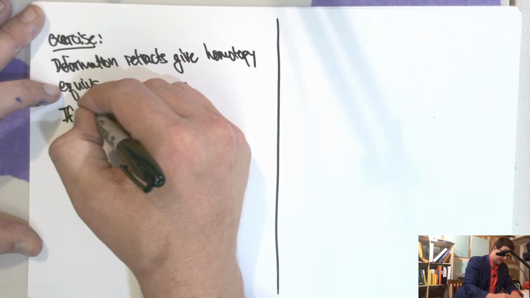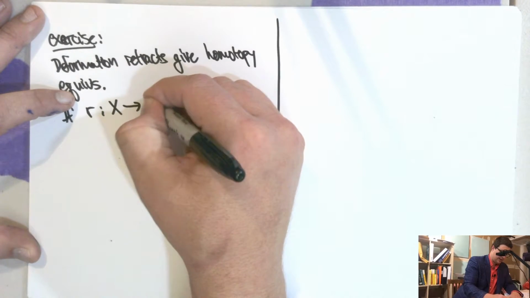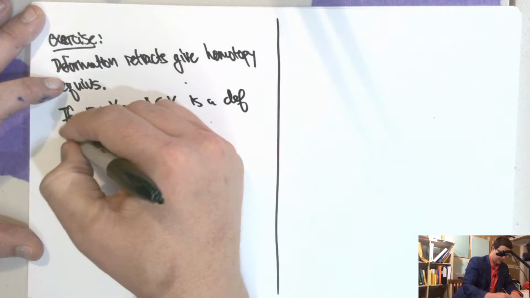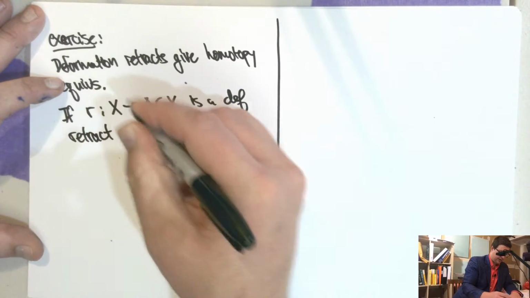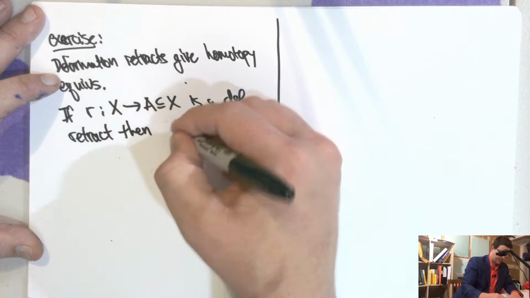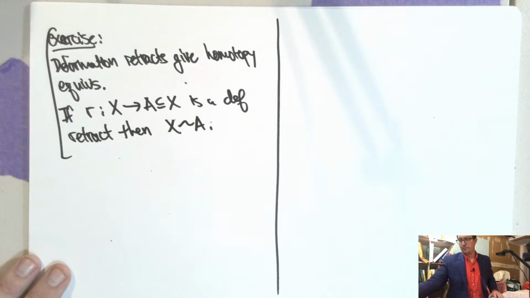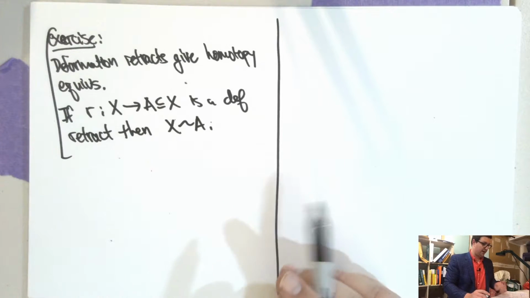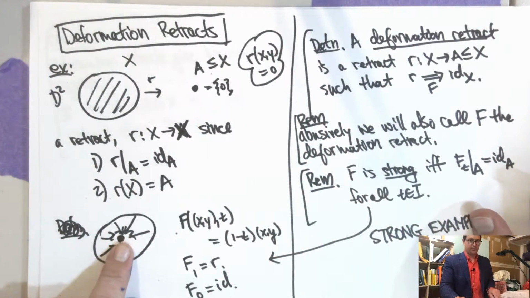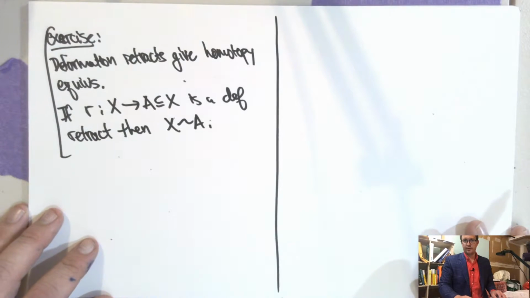f of t, let's say, if r, now I'm going to call the retract the map. If this is a deformation retract, then X is homotopy equivalent to A. Okay, so for example, the disk is homotopy equivalent to a point. And all those other things that we showed were homotopy equivalent.